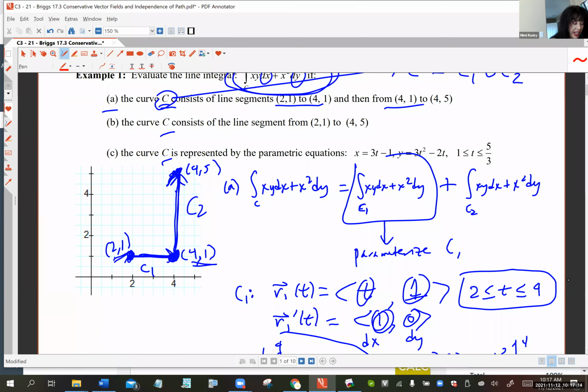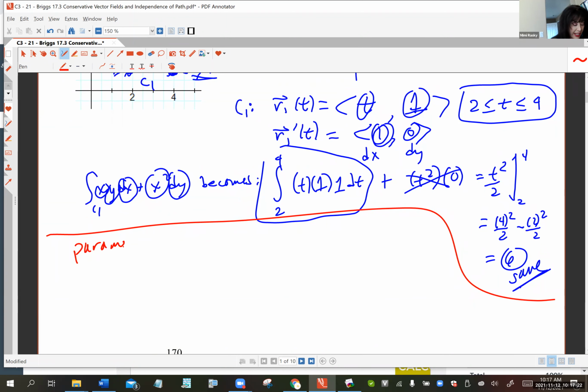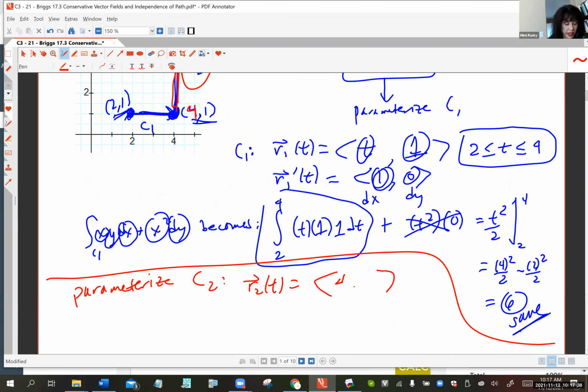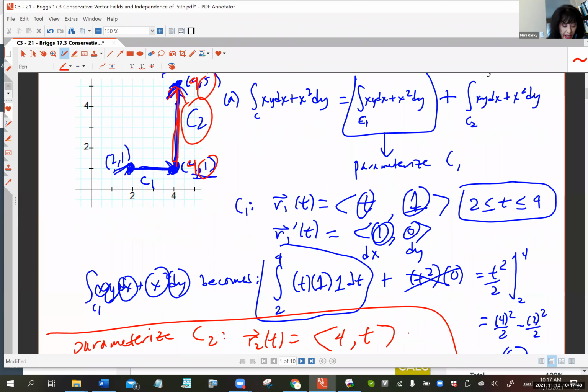So now what? Well, the second leg of the journey is C2 here. So we need to parameterize C2. And that's going to be pretty easy because it's a straight line. And we'll call the vector valued function R2 of t. And it looks like on that vertical line, the x coordinate stays constant the whole time. It's a 4 the whole entire time. But y is the one that's variable. So how about we let that variable be t?